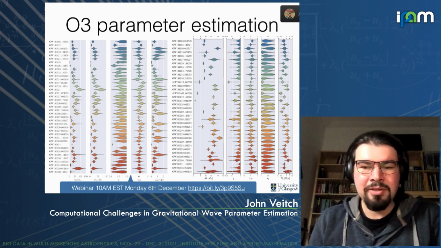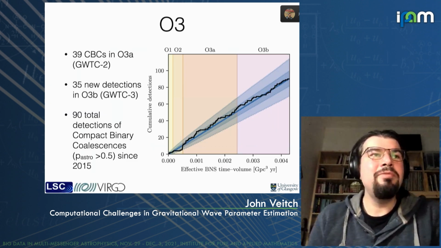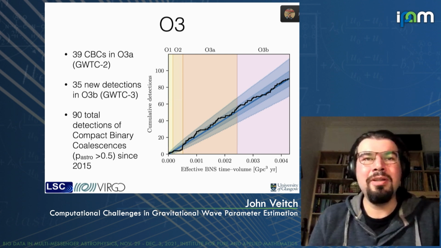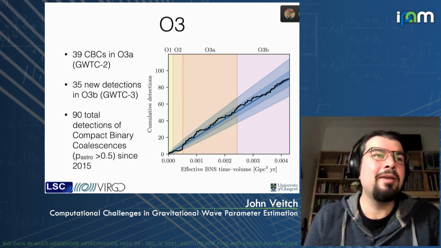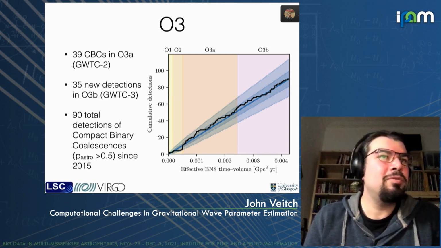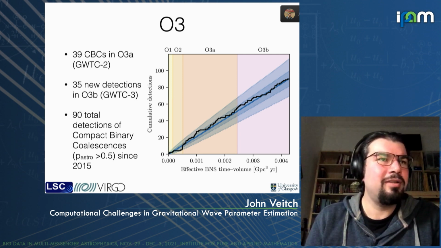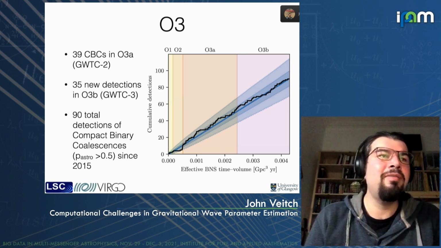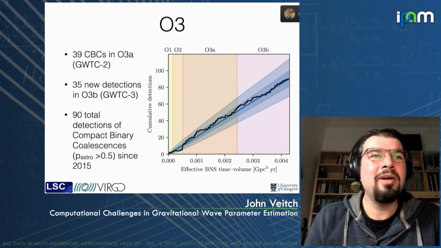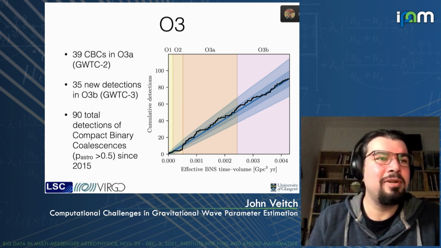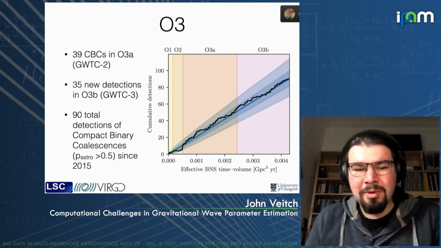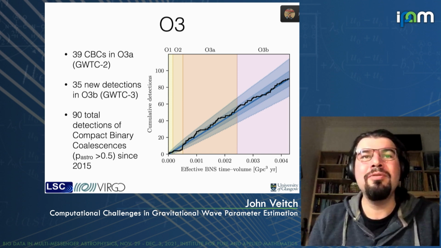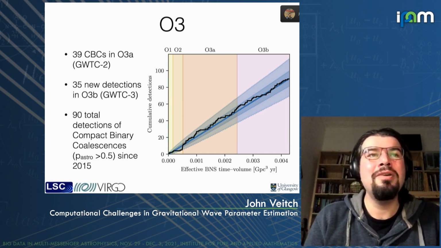But I shouldn't proceed to that before I say a little more, because we're counting computational costs. So you need to know what it is that you're buying and how many of them you're buying. In these two most recent catalogs there were 74 events. That brings us to a total of 90 with p-astro greater than 0.5 that have been detected by the LVK and by outside collaborators as well, in the data since the first observing run in 2015. And you might think, well, that's amazing. Look at this plot that shows the rapid growth in the number of detections: we're almost at 100 events now after just 3 observing runs.